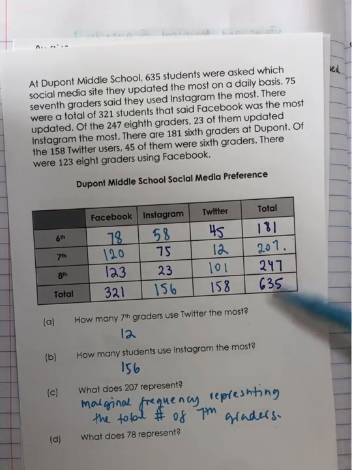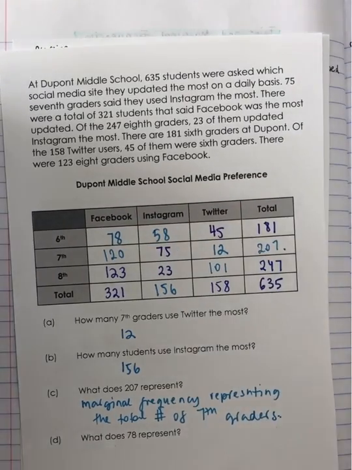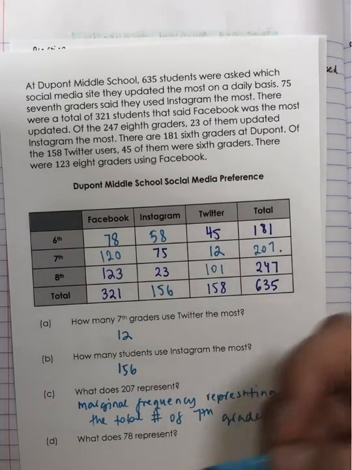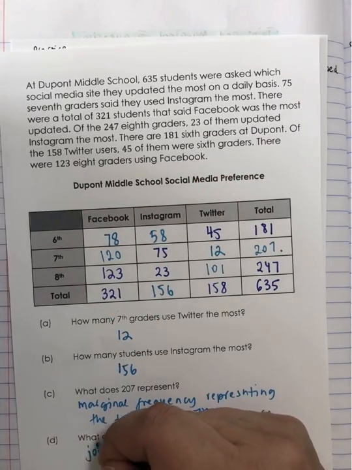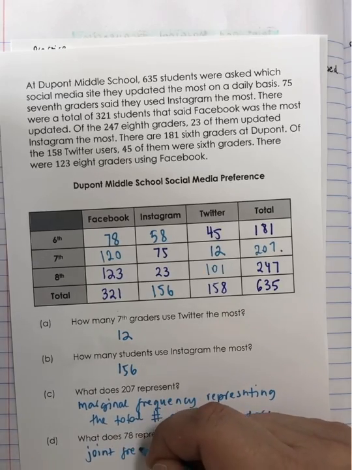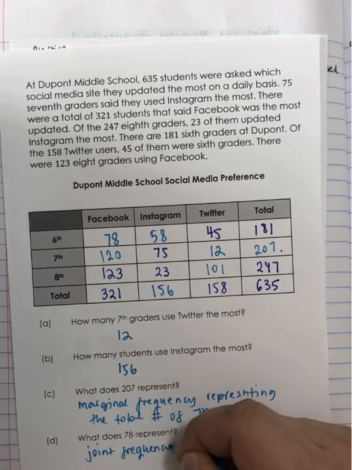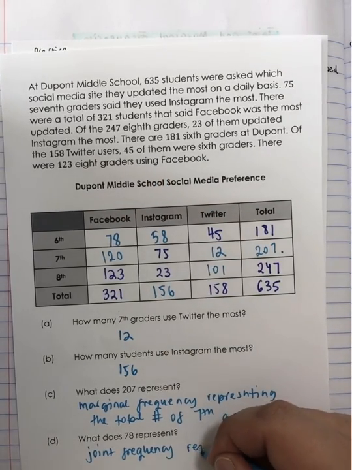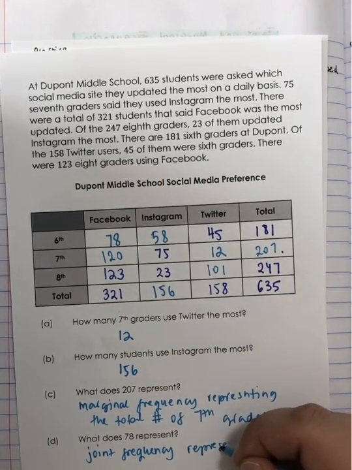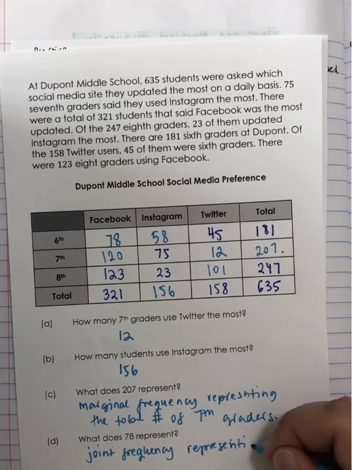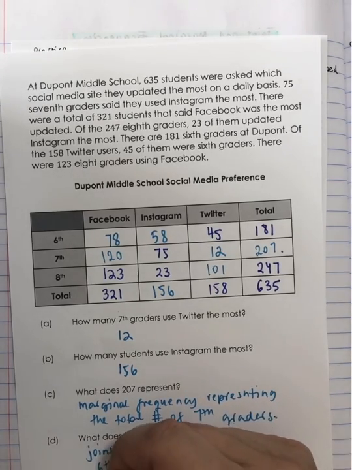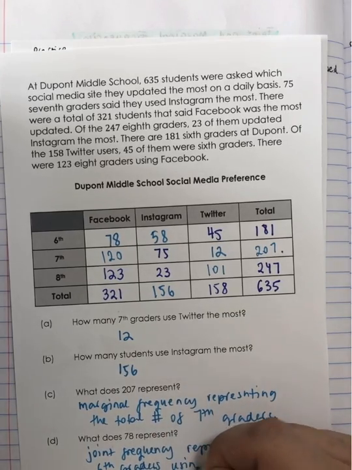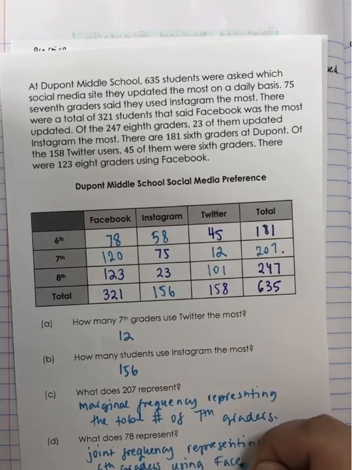So if I look for 78, it's right here. This is a joint frequency because it's in the middle of the table. So this is joint frequency, okay, that joins two categories. And these categories here are going to be 6th grade and Facebook. So joint frequency representing 6th graders using Facebook. Okay, and there you have it.